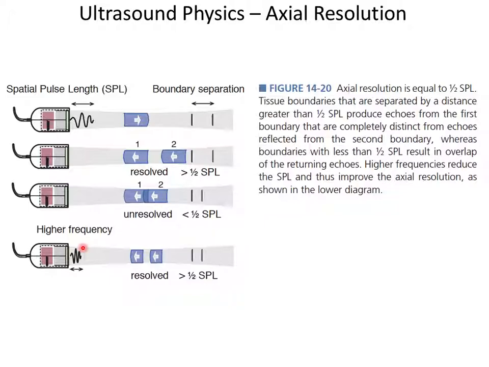So if here I'm working at 10 megahertz, and here I'm working at 20 megahertz, I now have a SPL that's half the size. I can now resolve this thing, right? Because I have two separate signals coming back. So why don't we go to 80 megahertz?